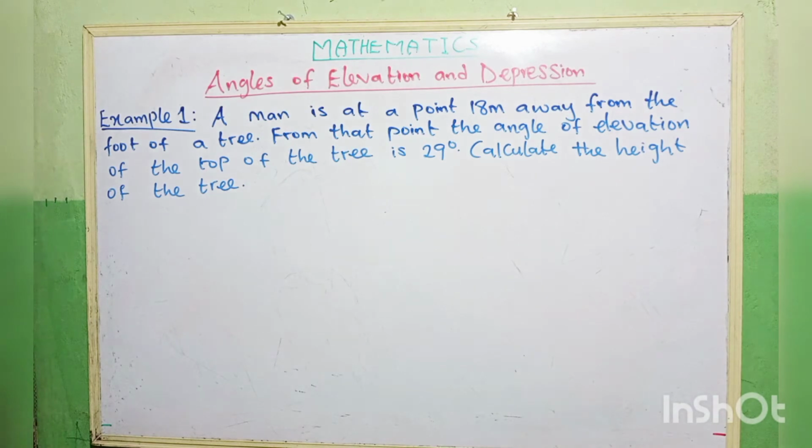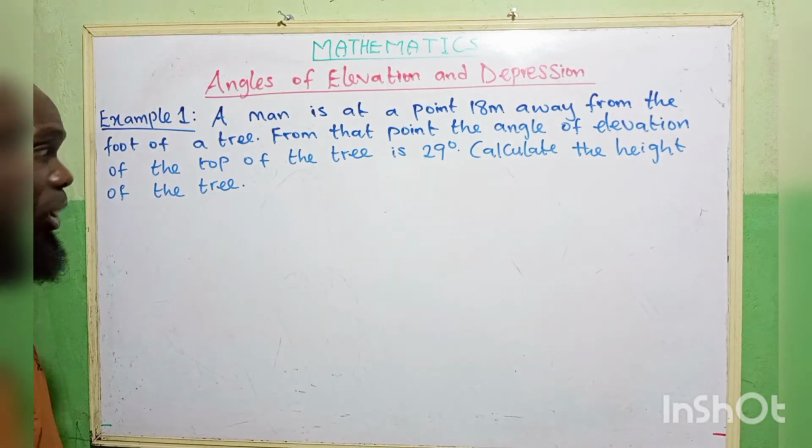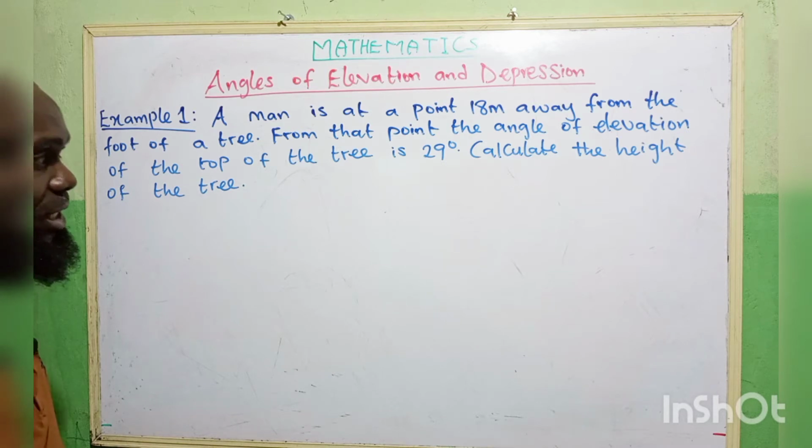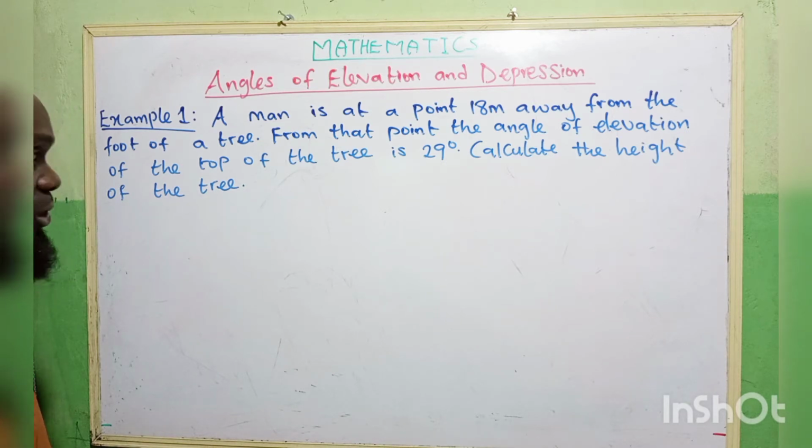Now, example 1. A man is at a point 18 meters away from the foot of a tree. From that point, the angle of elevation of the top of the tree is 29 degrees. Calculate the height of the tree.